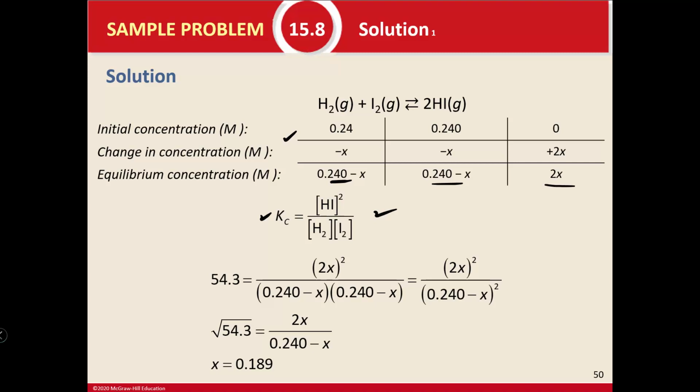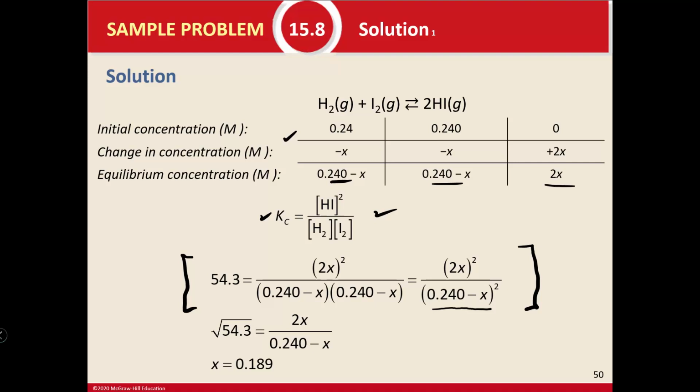All right, so this is where students have problems mathematically, right here. So let's focus on this. You've got 2x squared in the numerator, and 0.240 minus x times 0.240 minus x is the same thing as 0.240 minus x squared. So you go, how am I supposed to get rid of this squared term? So you're going to take the square root.